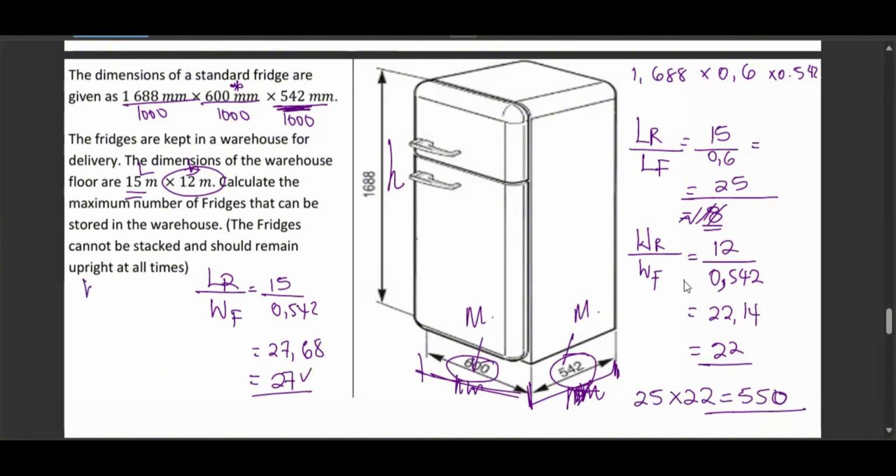What about on the short side? Width of the room divided by the length of the fridge, which becomes 12 divided by 0,6. I believe the answer becomes 50. Oh, 20, sorry. So all in all, if we use this arrangement, it would be 27 times 20, and we get the answer as 540. So which one is cost effective?